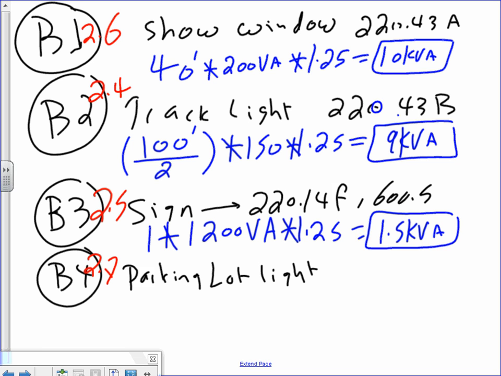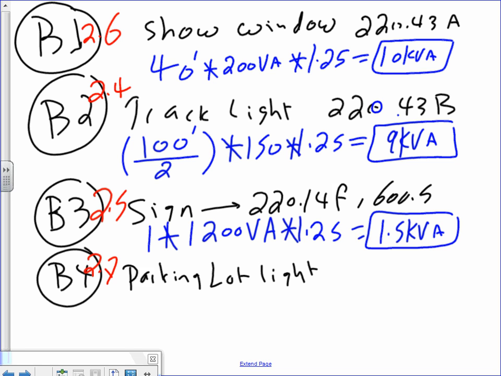Can I bring your attention to 600.5? This is not important to go there, but if you go there, it tells you every commercial building must have at least one sign. That's all. No calculation. Now, if it has three signs, what do you do? What would this number become? That's it. But at least one sign.